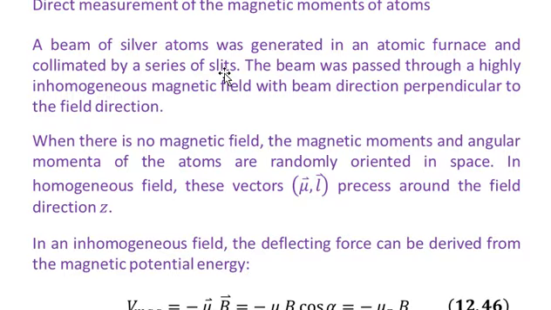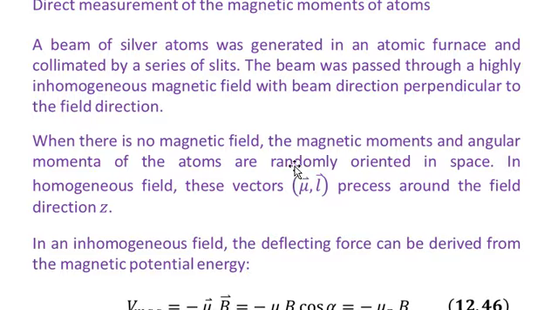through an inhomogeneous magnetic field. A beam of silver atoms was generated in an atomic furnace and collimated by a series of slits. A collimated beam, that is, a beam which is not diverging and has a constant diameter, is called a collimated beam. The beam was passed through a highly inhomogeneous magnetic field with the beam direction perpendicular to the field direction. This is important: the beam that you are passing through the inhomogeneous magnetic field should be perpendicular in direction to the applied magnetic field.